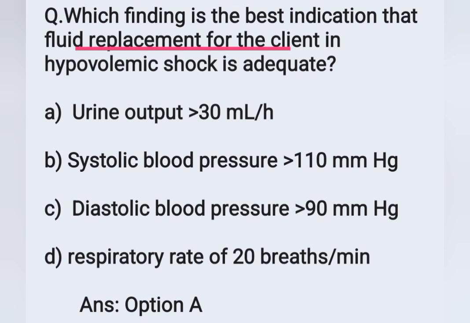Next, option B, systolic blood pressure greater than 110, means it is fluid overload. BP will go high. Diastolic pressure greater than 90 is also fluid overload. BP will go high. And a respiratory rate of 20 breaths means it is normal. So the correct answer is option A.